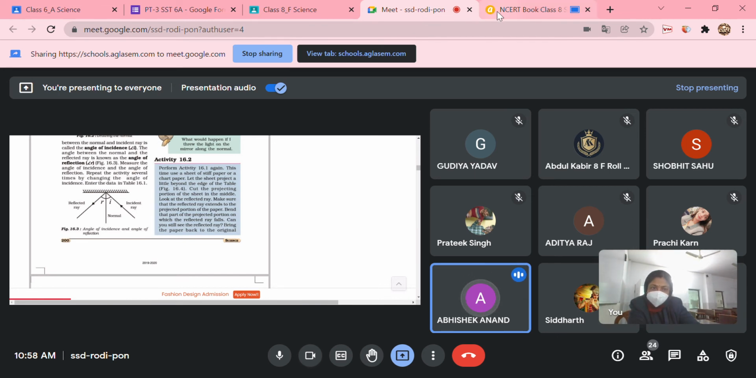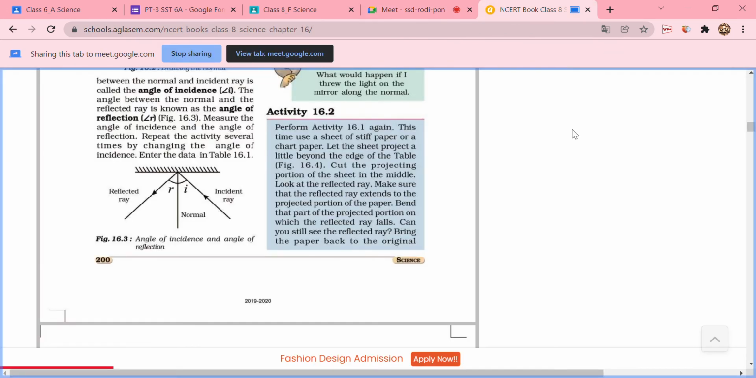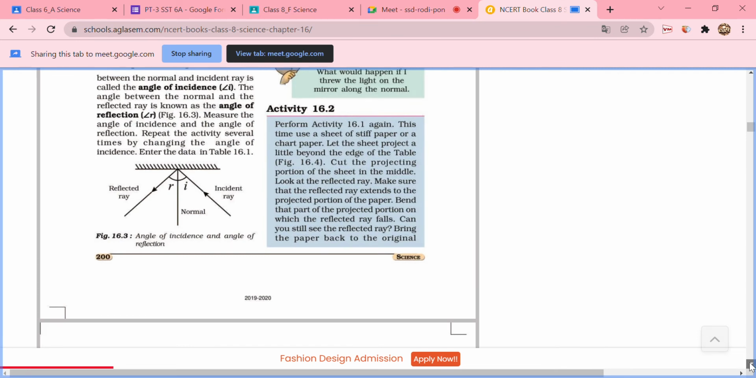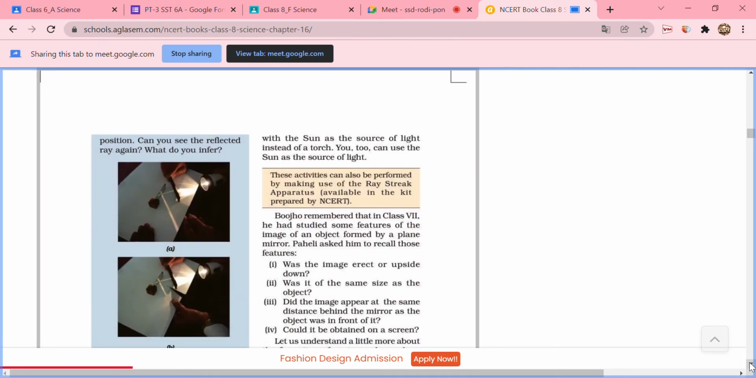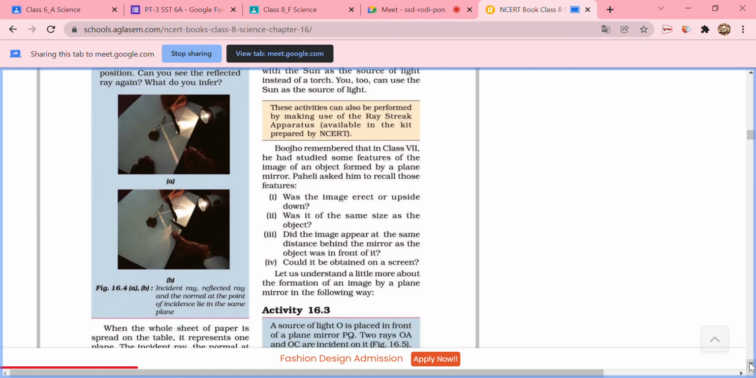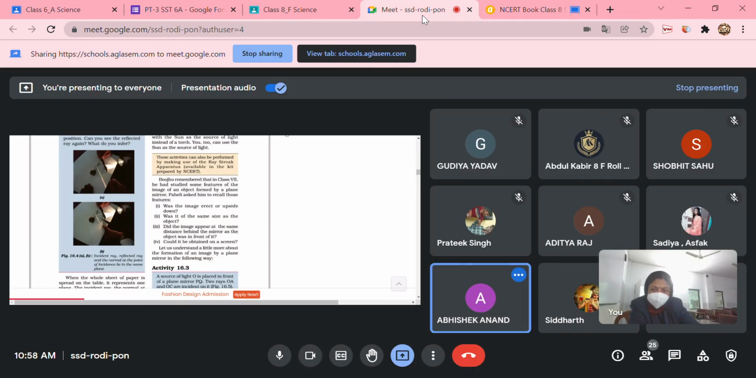Bend the part of the projected portion on which the reflected ray falls. Can you still see the reflected ray? Bring the paper back to its original position. Can you see the reflected ray again? What do you infer? The incident ray, the reflected ray, and the normal at the point of incidence lie in the same plane.